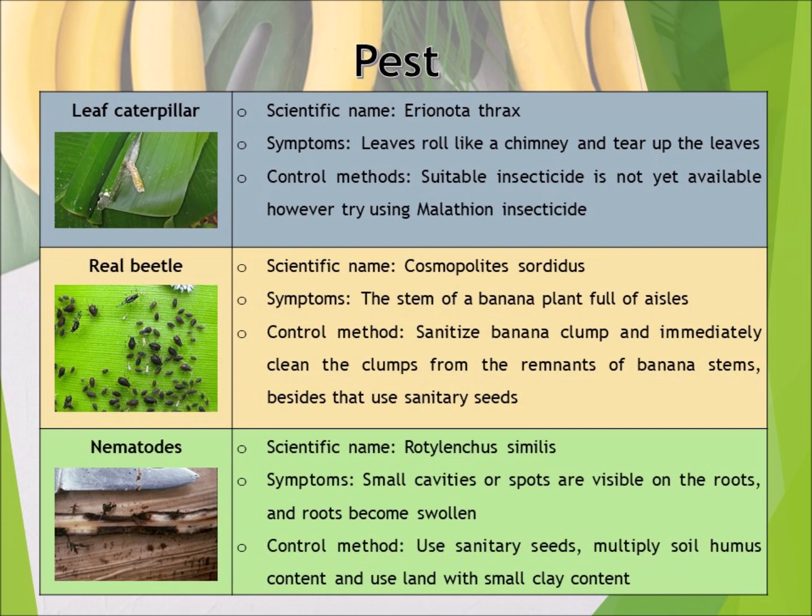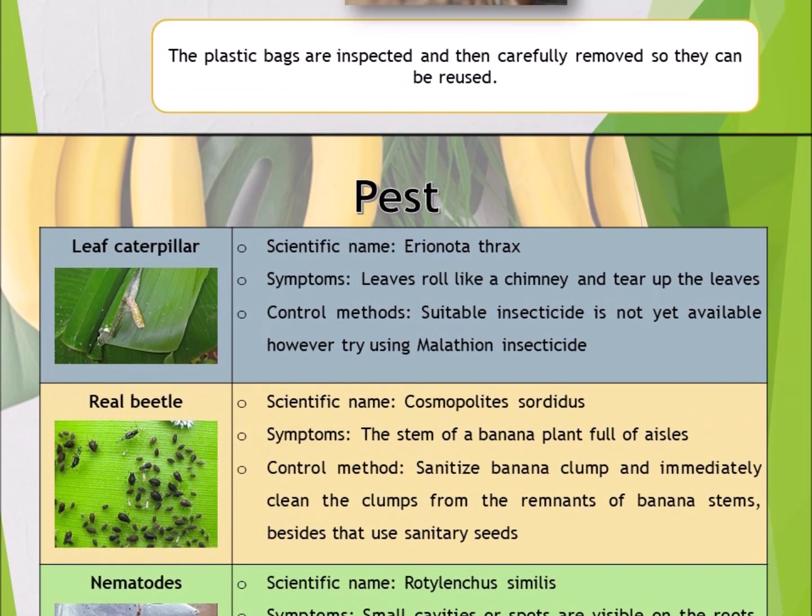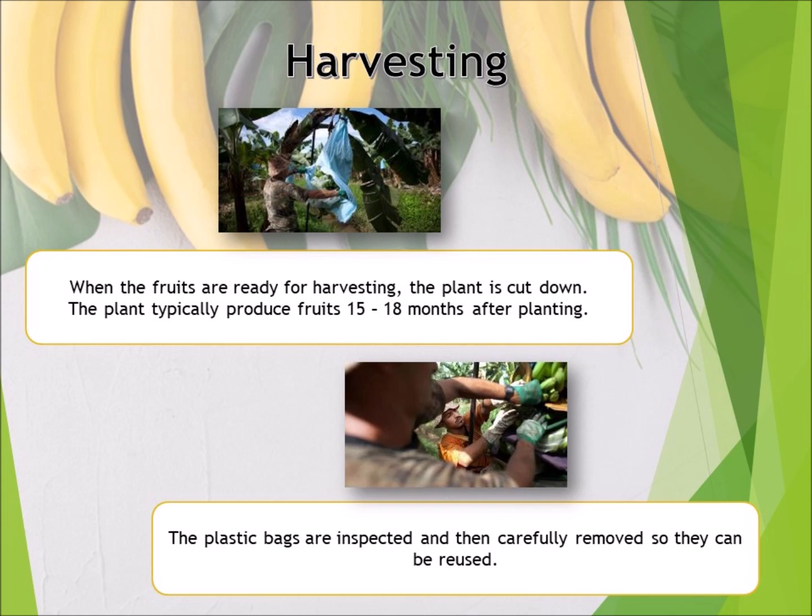Last but not least, nematodes, scientifically known as Radopholus similis. The presence of nematodes will cause small spots and swollen roots. The control method for nematodes is by using sanitary seeds or increasing soil humus content and using land with small clay content. Okay, the next part I will explain is about harvesting of bananas.